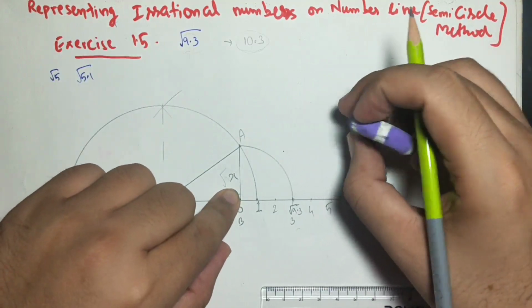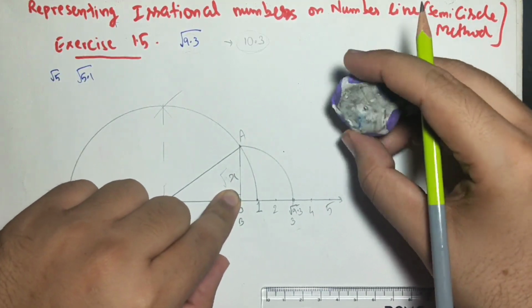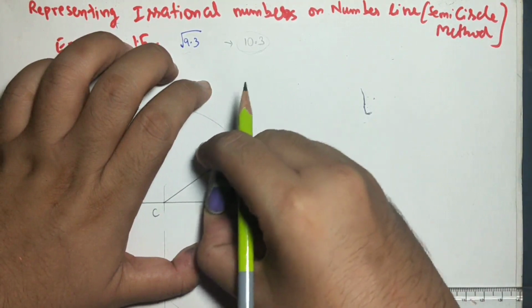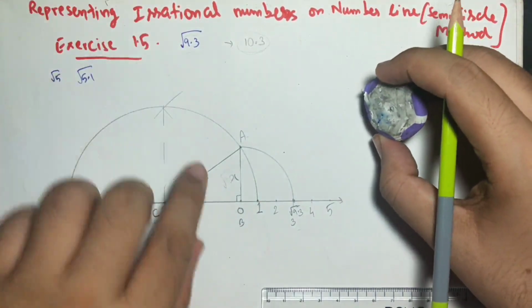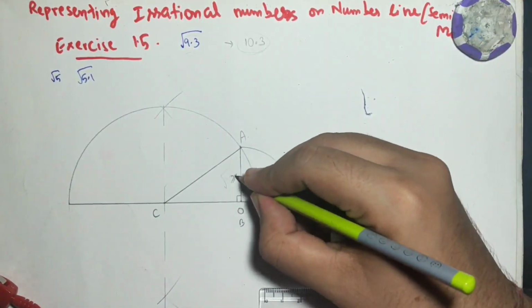This x should come out to be root 9.3. This x should come out to be root 9.3.